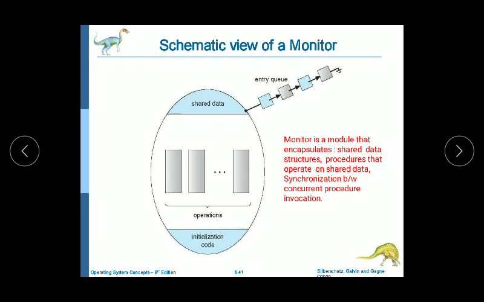This is the schematic view of a monitor. Consider this circle as having initialization code. Each and every monitor has some initialization code, followed by some important operations, and they are going to use shared data. This shared data can make use of pointers, a singly linked list, which is called the entry queue. So a monitor is a module that encapsulates shared data structures, procedures that operate on shared data, and synchronization between concurrent procedure invocations. This is the view of a monitor.